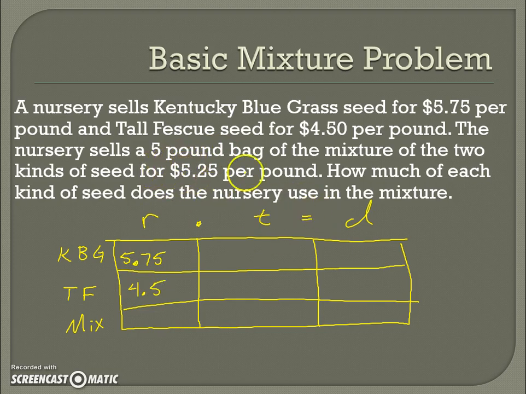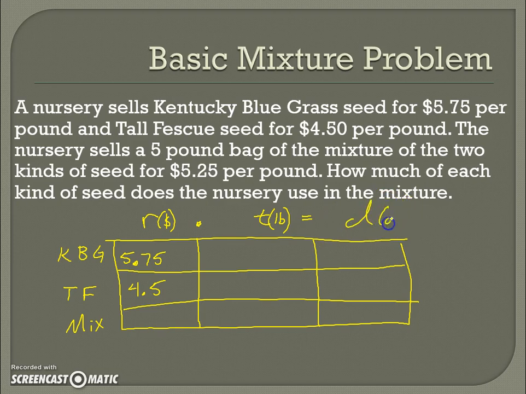The nursery sells a 5-pound bag of the mixture. Now, this is the amount. A rate is normally multiplied by a time to find a distance, but we're not multiplying by time. We're actually multiplying by an amount. Okay, so I'm going to fill this in, and we're going to say that this right here is going to be the money. This right here is going to be the pounds. In a normal rate problem, you'd say the speed times the time equals the distance. In this one, the cost per pound times the number of pounds is going to equal the total cost. And that's what we're writing out here.